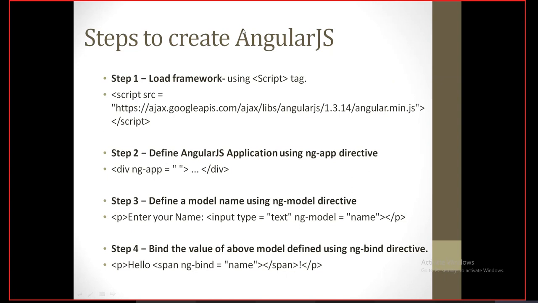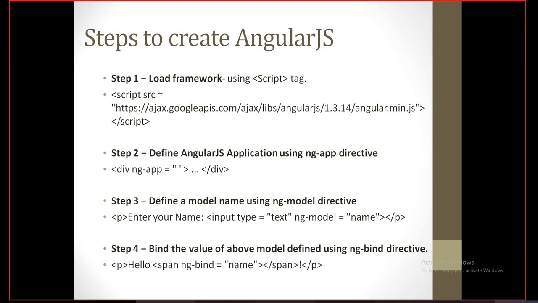Okay, so let us see the steps of how to create a small AngularJS application. Firstly, as I told, we need to load the framework. We can either do it locally, or we can give the URL for the angular.min.js file, like we have done over here in step 1 using the script tag. Secondly, observe here, we need to define the AngularJS application. And for doing so, we know we need to use the ng-app directive. So we are doing the same here.